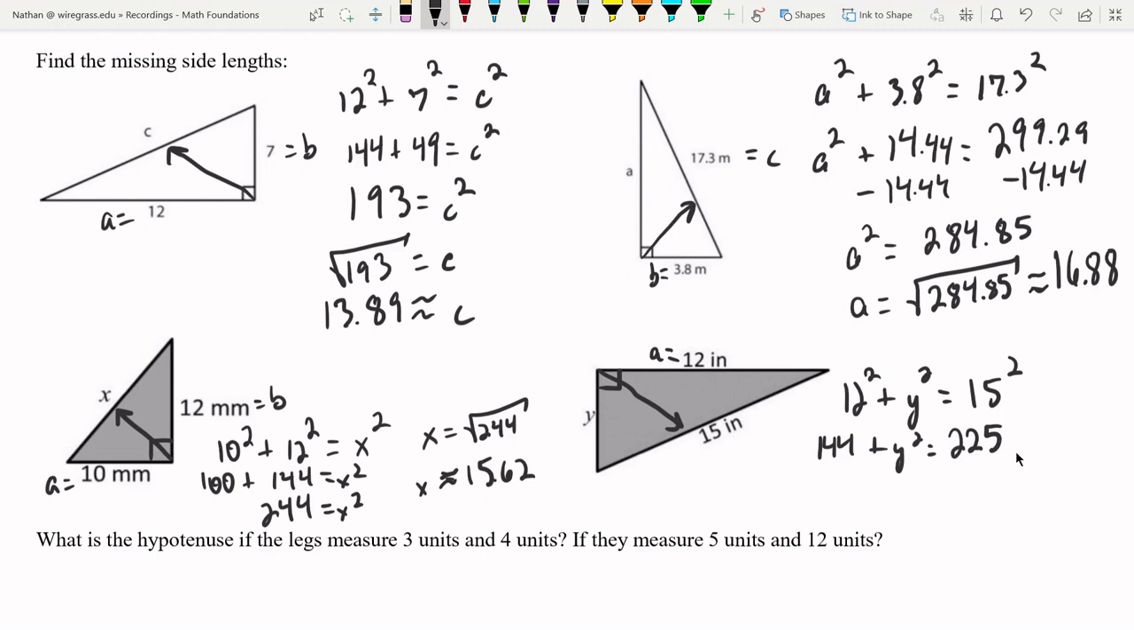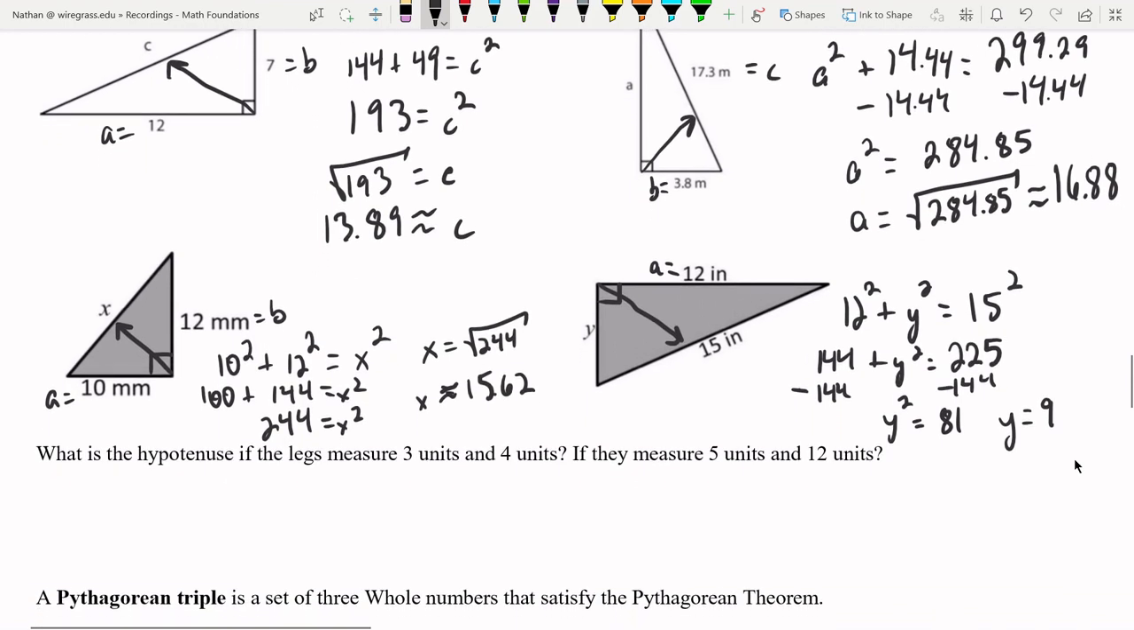Once again, we need to get the Y squared term by itself. I'm going to do that by subtracting off the 144. So I get Y squared equals 225 minus 144, which is 81. So what squared equals 81? What's the principal root of that? Y must equal 9. 9 squared equals 81.